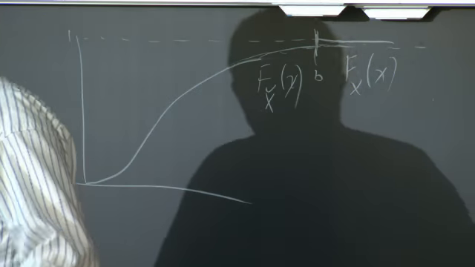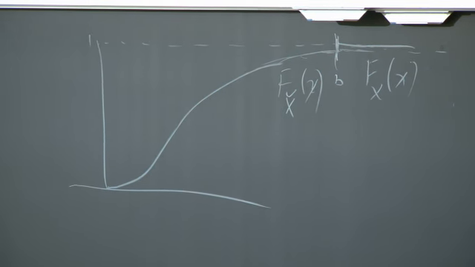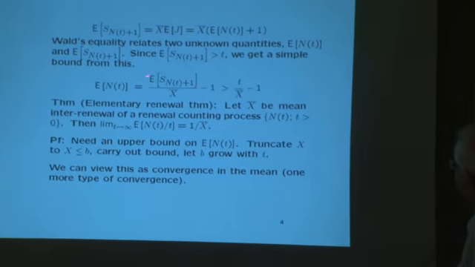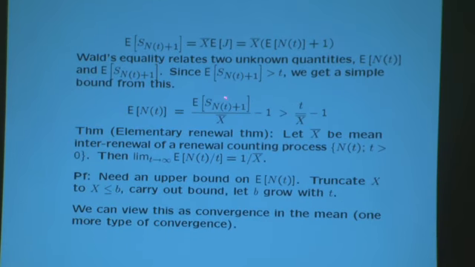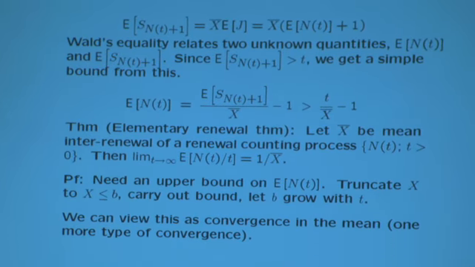So first you truncate the random variable. Then you prove the elementary renewal theorem for that truncated random variable, which is easy because at that point the expected value of S sub N(t)+1 is less than or equal to t plus b.